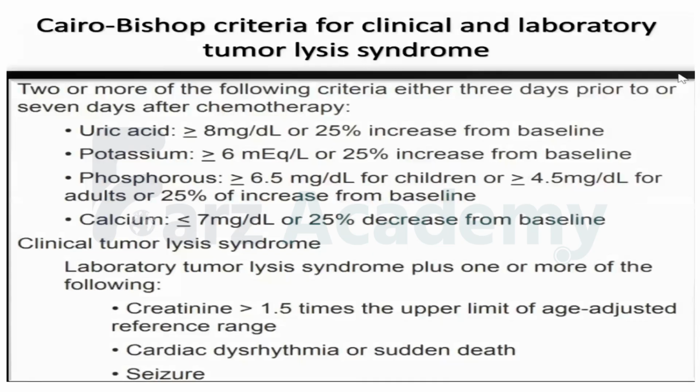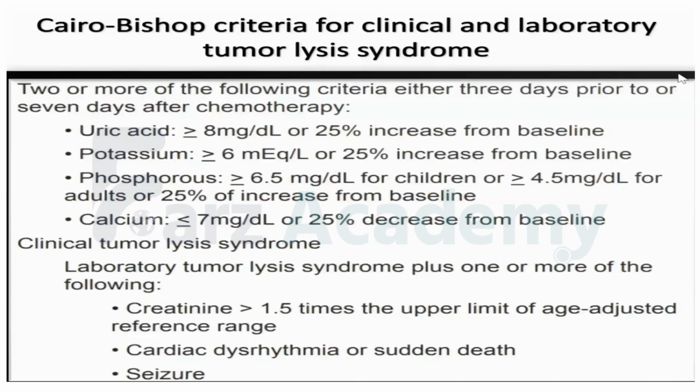So, to diagnose tumor lysis syndrome, there is the Cairo-Bishop criteria for clinical and laboratory tumor lysis syndrome. Two or more of the following criteria, either 3 days prior to or 7 days after chemotherapy. Even 3 days prior to chemotherapy, they might develop this. That's why prophylactically you have to give allopurinol or rasburicase according to your uric acid level to these patients.